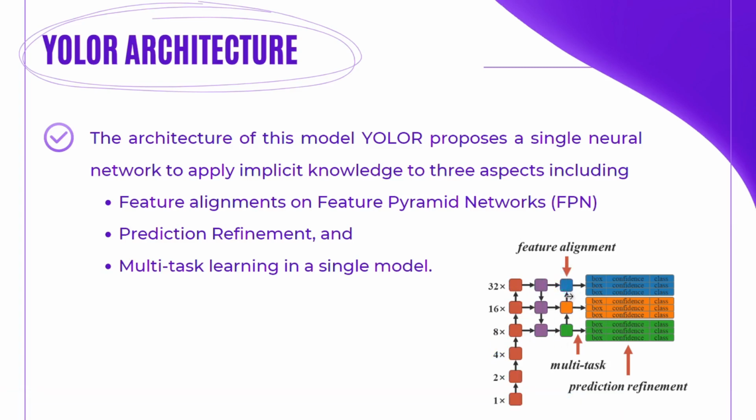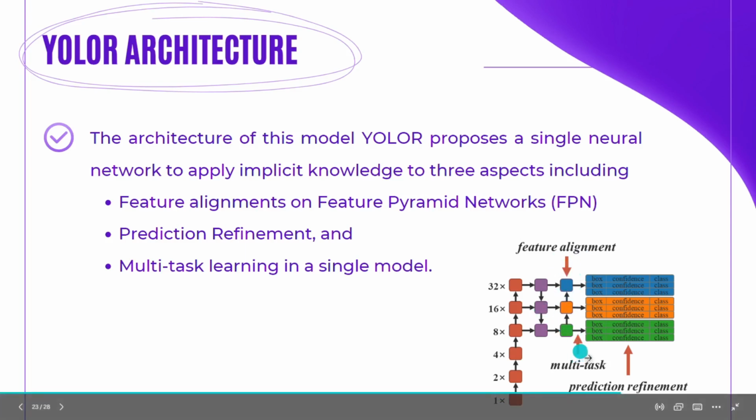And we have seen previously that they have performed some feature alignment techniques in order to solve the disparity problem that is caused by different objects of different size. And these are just the techniques that we have discussed before being implemented into the FPN part of the network. And there's also the multitask learning, and finally the prediction refinement for the head part of the network.